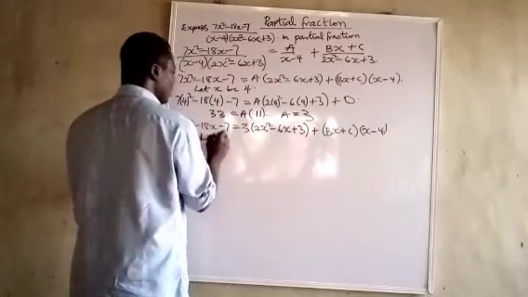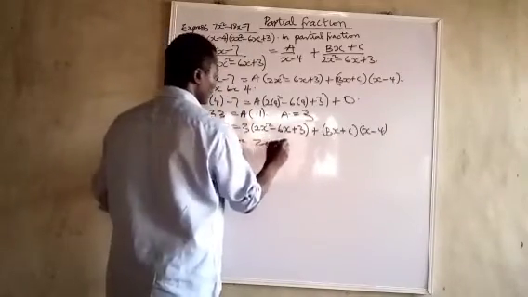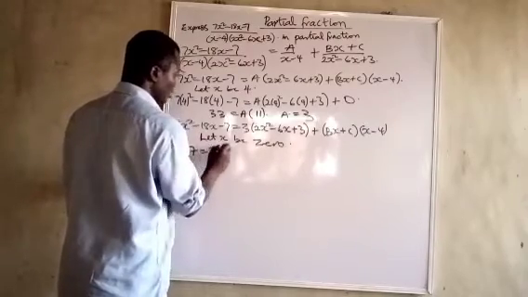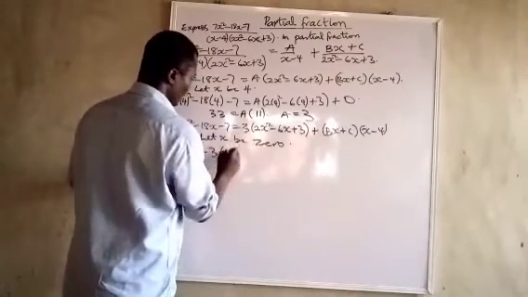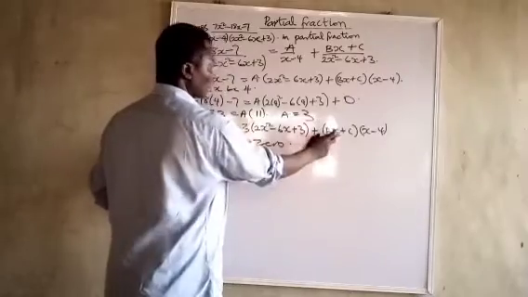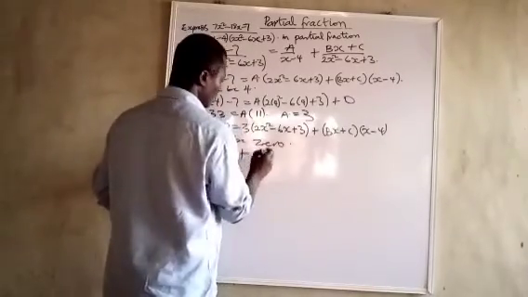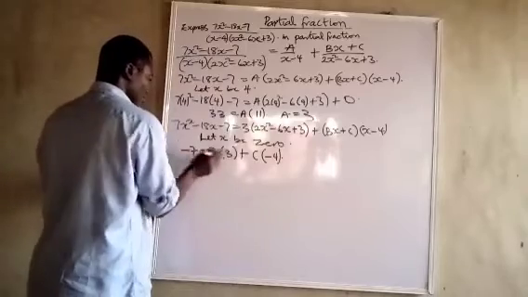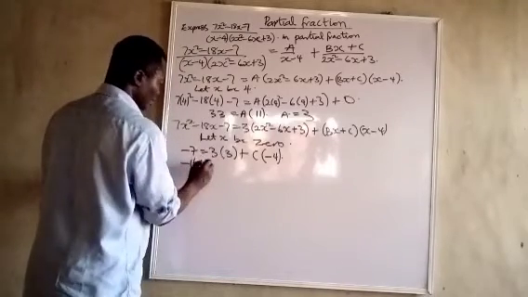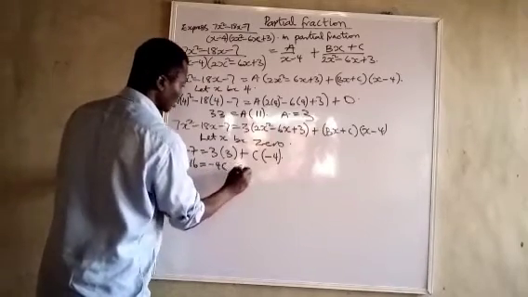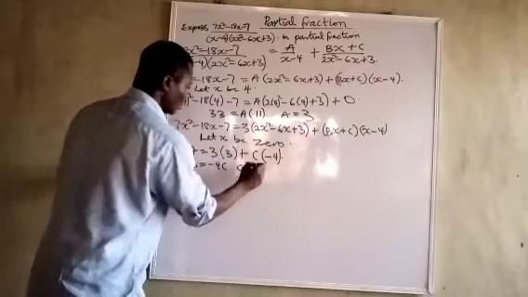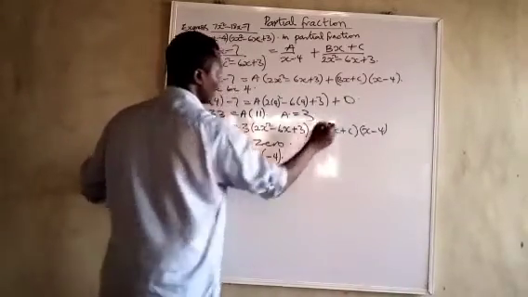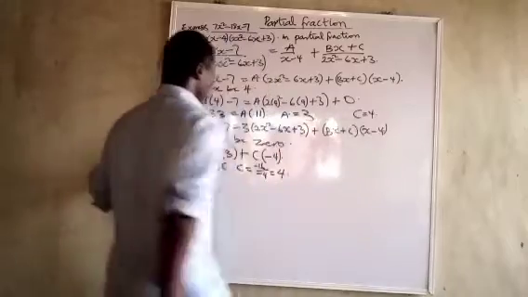So let x be 0. Therefore, this should be 0, and we have minus 7 in this class. It's equal to 3 into 3, 9, plus this one will be 0. You understand? C into 0 minus 4, minus 4c. Now, I can say minus 16, because this will be 9, is equal to minus 4c. So c is equal to minus 16 over minus 4, which is equal to 4. So let me write it here. C is equal to 4.